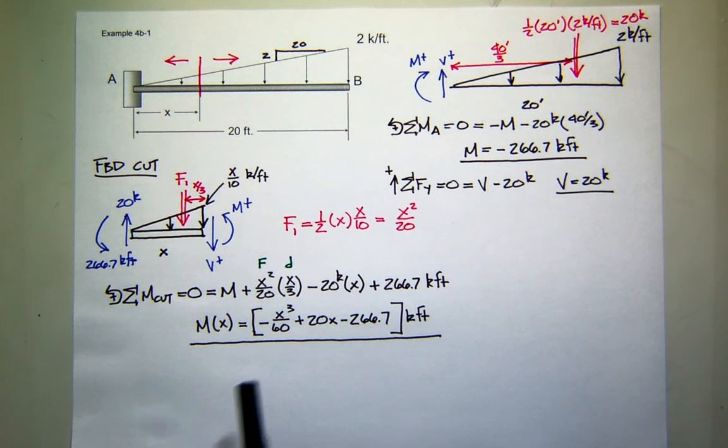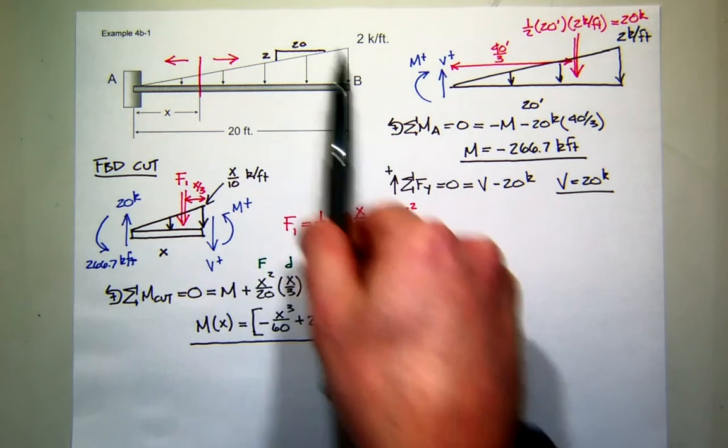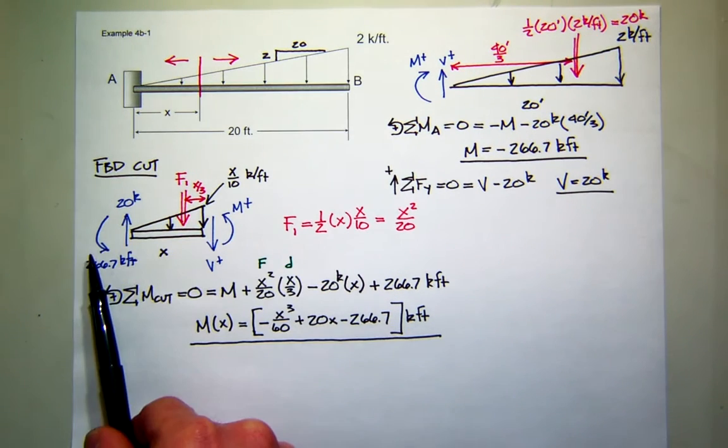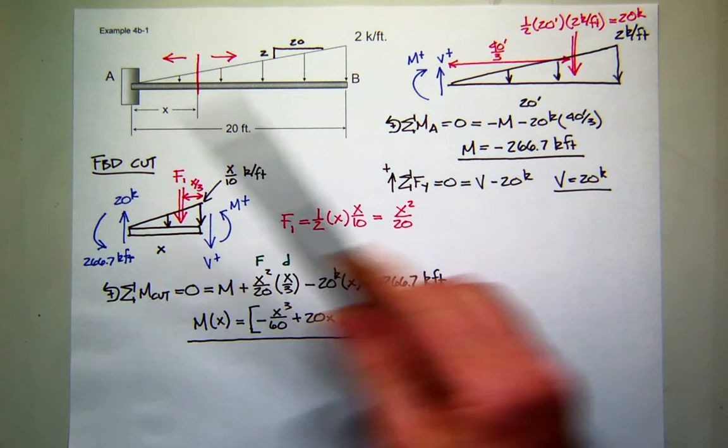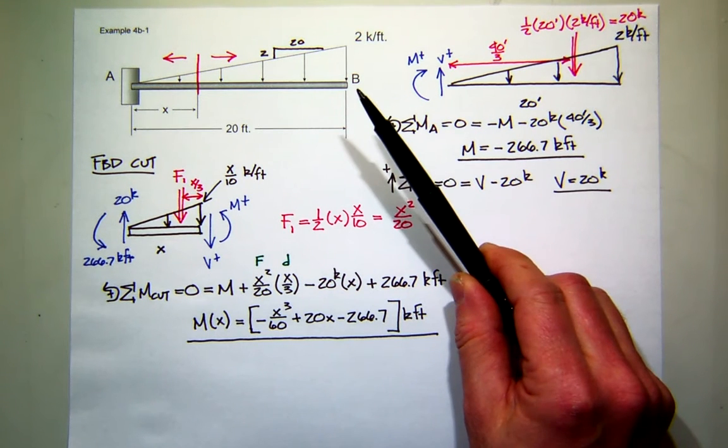For example, when x is equal to 0, what's the moment? This term is 0, this term is 0. Look, it says negative 266.7. And what is the moment at x equals 0? We've already found it. Negative 266.7. So that's great. What do you think the moment at the free end here is?